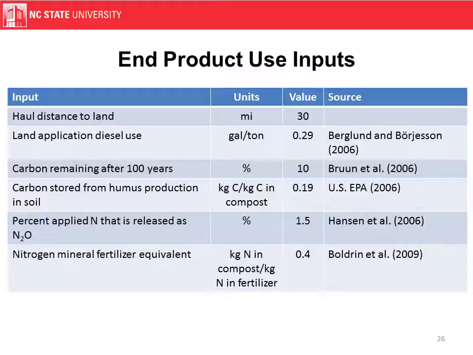Then the next line item there is related to the additional carbon sequestration that is associated with our initially putting the compost into the soil. So finally, the last two have to do with some of the nitrogen balance, and part of it is nitrogen in the compost that is released as nitrous oxide, which, as we discussed before, is a critical greenhouse gas. And finally, the last item in this table is a ratio that relates the amount of nitrogen in the compost to the amount of nitrogen mineral fertilizer that we're offsetting.